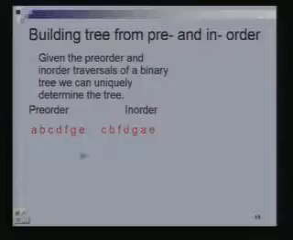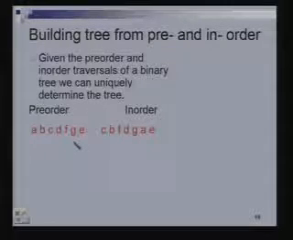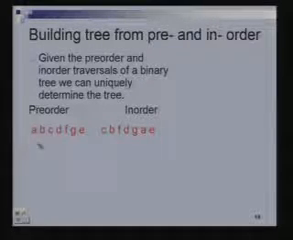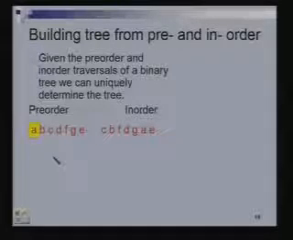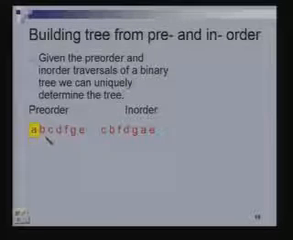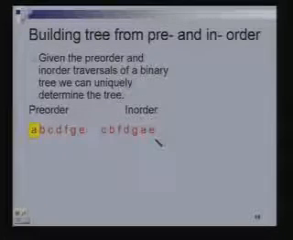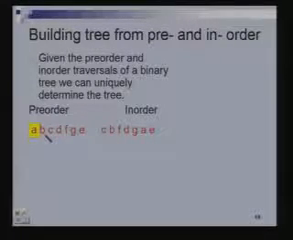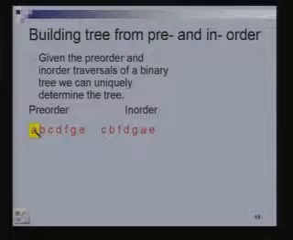Let's see. Given this pre-order traversal, what can I say first? A is the root. So I have marked A the root. Now, what should I do? Is it true that B is the left child? No, not necessarily. The root might not have a left child at all. That can happen. So we cannot say anything. All we can say is A is the root. We need to find A in the in-order.